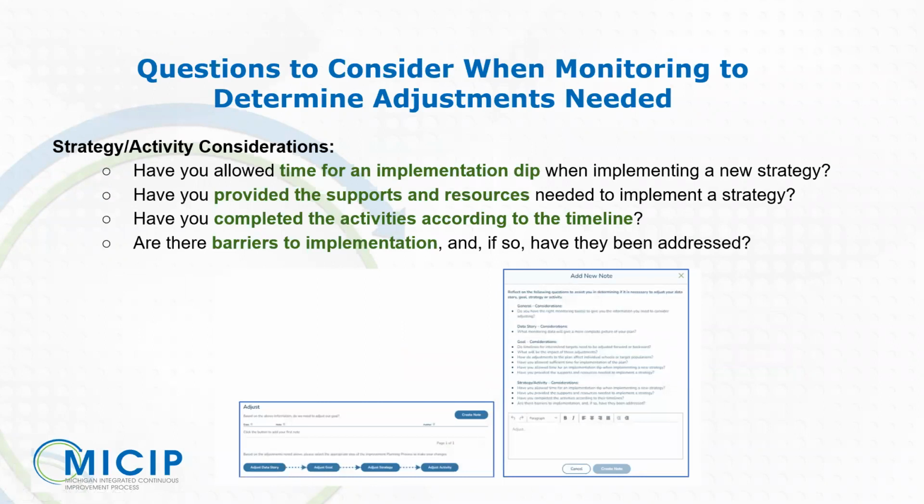If you are considering strategy or activity adjustments, consider the following. Have you allowed time for the implementation dip when implementing a new strategy? Have you provided the supports and resources needed to implement a strategy? Have you completed the activities according to the timeline? Are there barriers to implementation? And if so, have they been addressed? If you determine you need to adjust, click on the tab for the area you wish to adjust. You will also be required to annotate why you are making that adjustment.